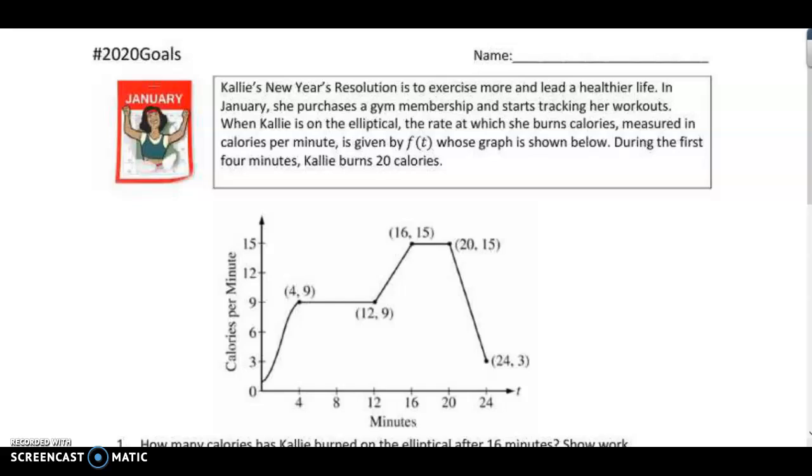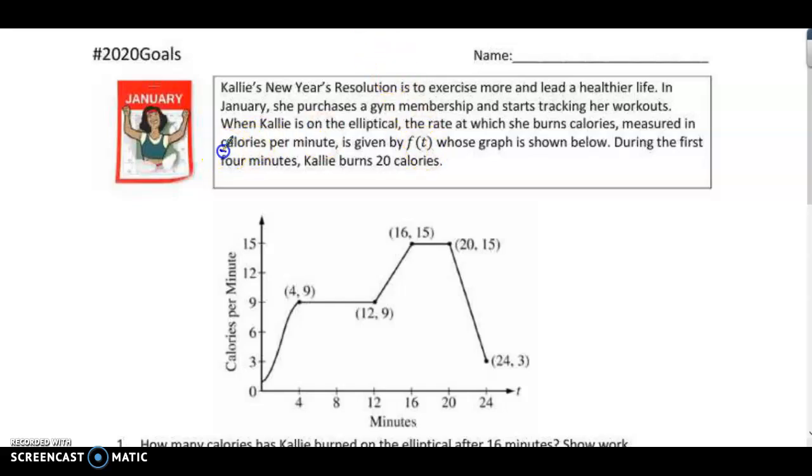Alright students, so we're looking at our second calcmetic lesson on integrals, and here we're going to follow Callie in her New Year's resolution to exercise more and lead a healthier life. In January she purchases a gym membership and starts tracking her workouts. When Callie is on the elliptical, the rate at which she burns calories, measured in calories per minute, is given by f of t, whose graph is shown below.